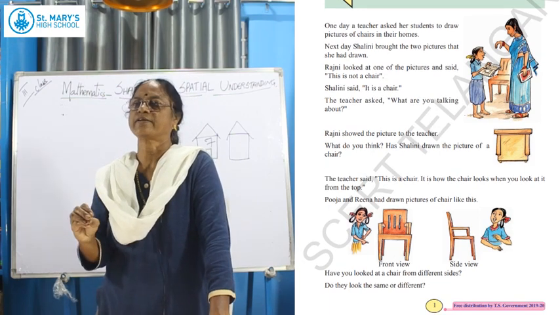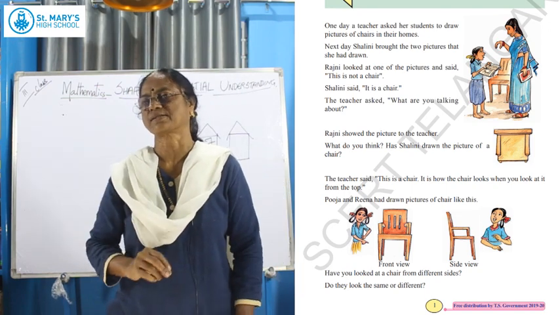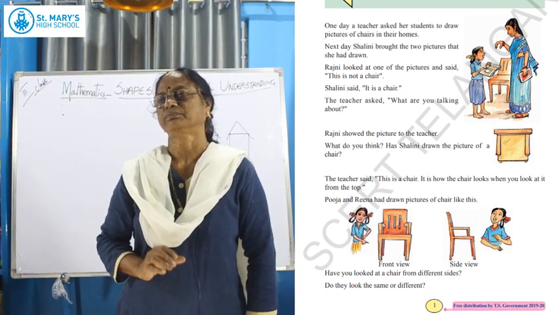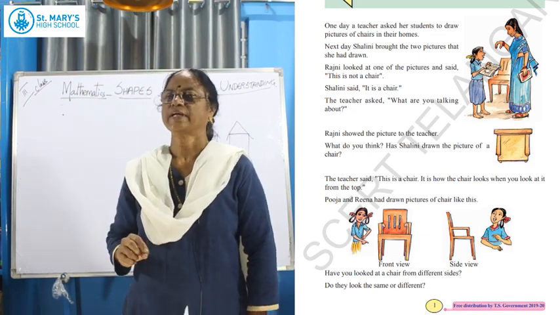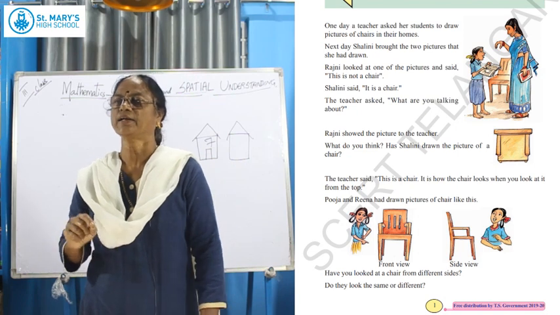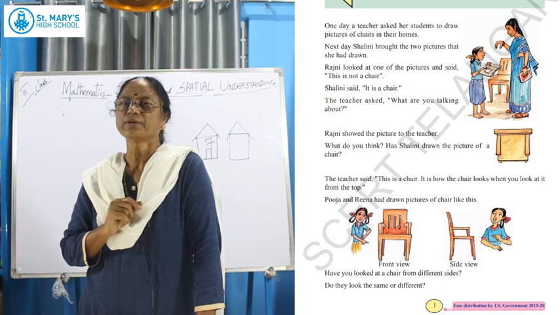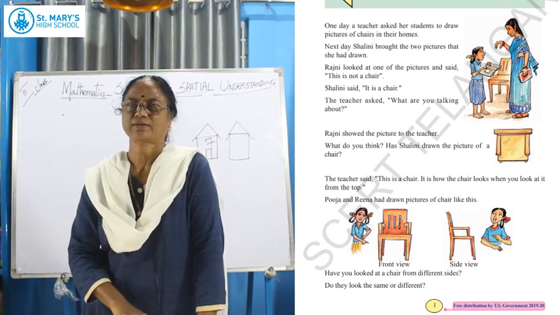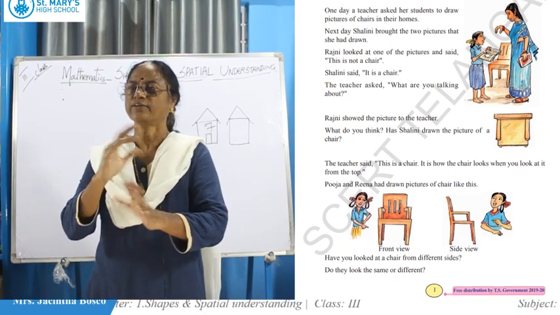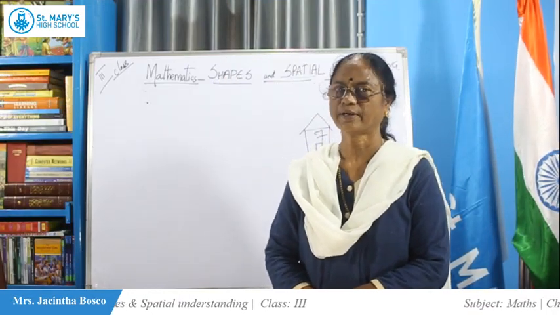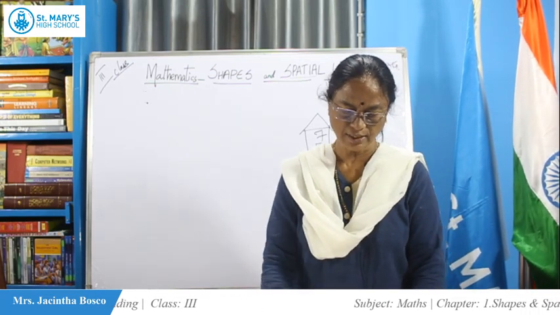Pooja and Reena had drawn pictures of a chair like this, front view and side view. Have you looked at a chair from different sides? Do they look the same or different? So, they are not the same. When you look, they are different shapes, right? Shall we go to the exercise here?